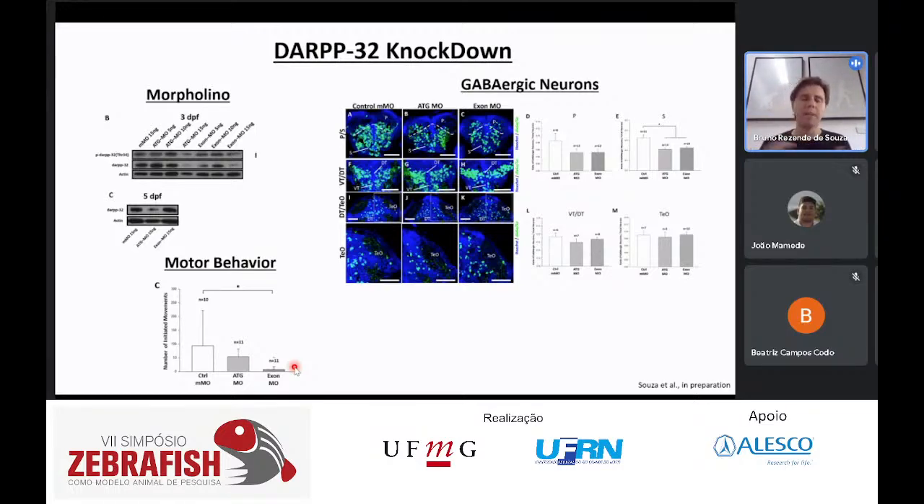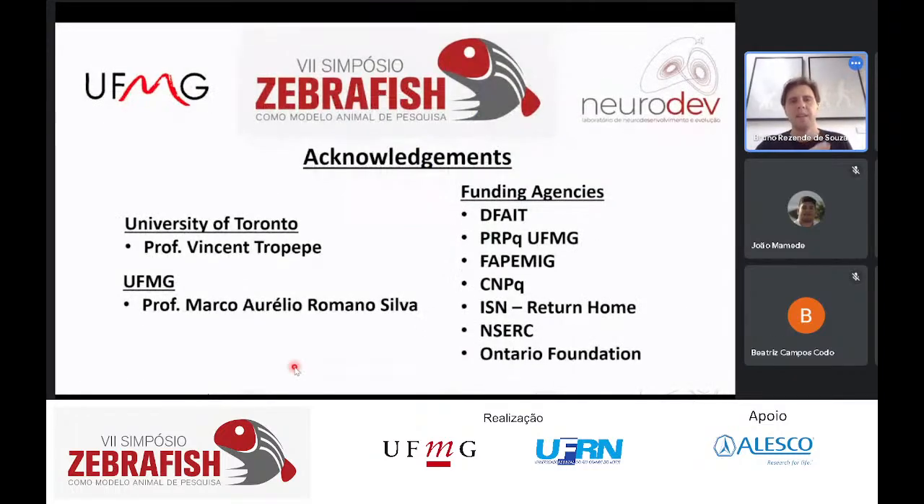So with that, what we can see is that dopamine regulates the GABAergic system development, and that leads to alteration of behavior emergence as well. And it seems that DARPP-32 and AKT intracellular pathways are involved in this role of dopamine in development of the brain. Well, that's what I wanted to say.